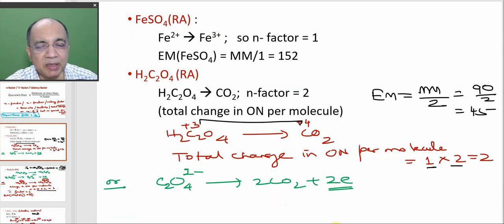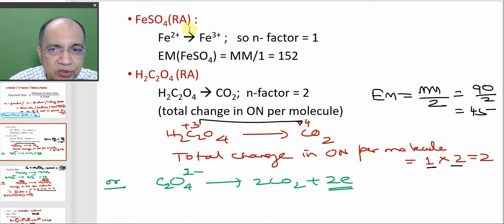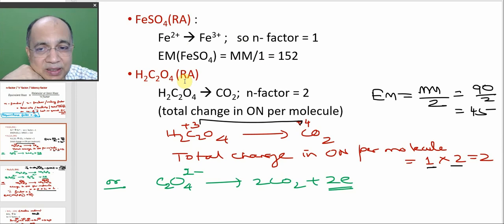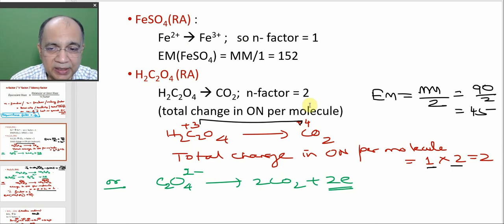Now see, ferrous sulfate, when it acts as a reductant, reducing agent, always goes to the +3 state. So the change in oxidation number is 1, +2 to +3. So the N factor is 1 here, and equivalent mass is the same as molecular mass. But in case of oxalic acid, which also acts as a reducing agent, the N factor is 2. Why? You can do it in 2 ways. Either you can go for the change in oxidation number method, which I suggested, or balancing by the ion electron method.